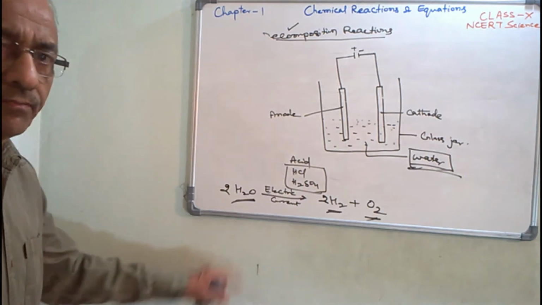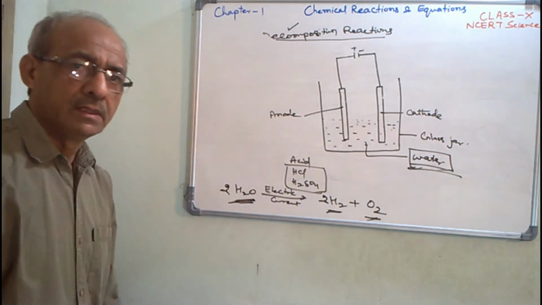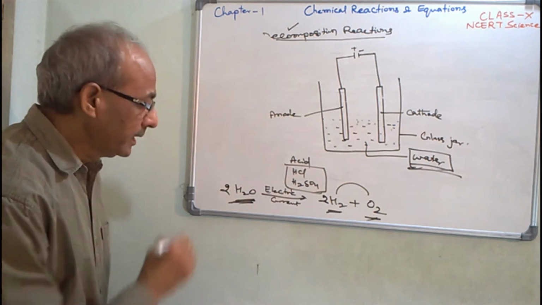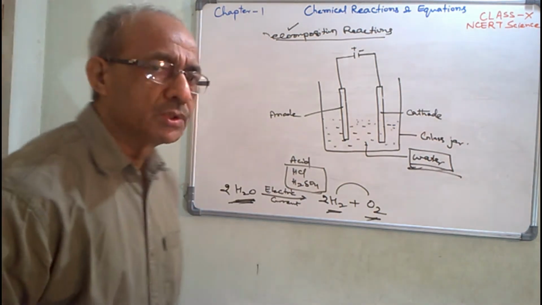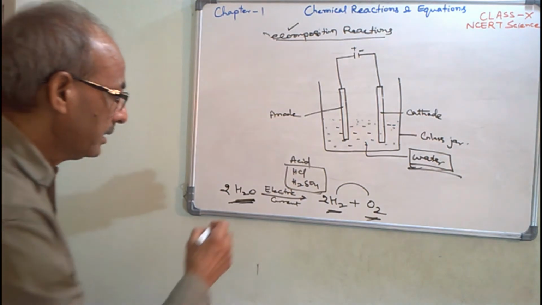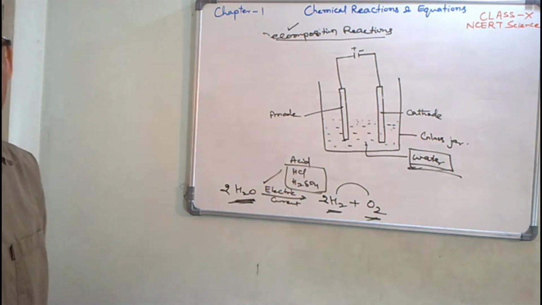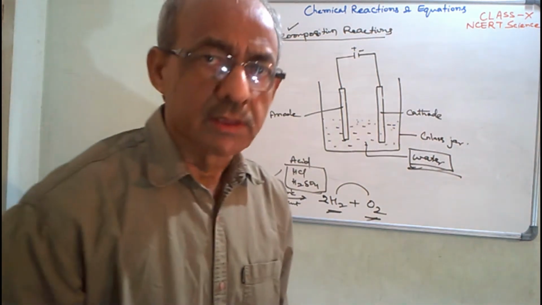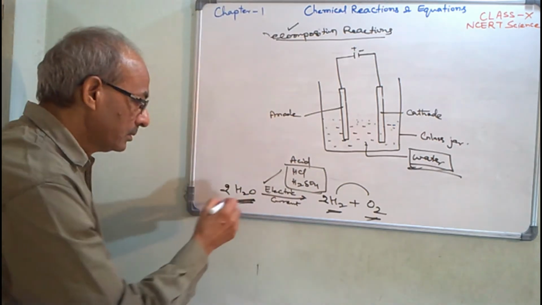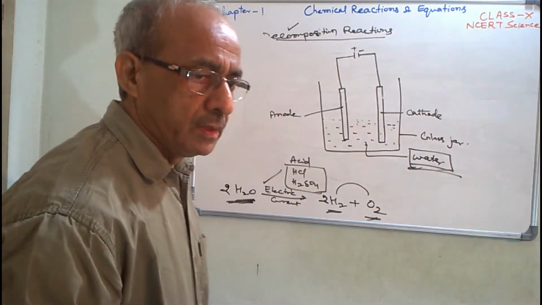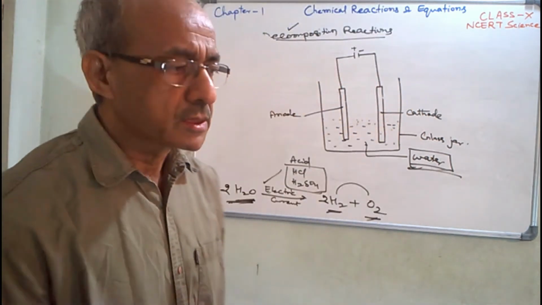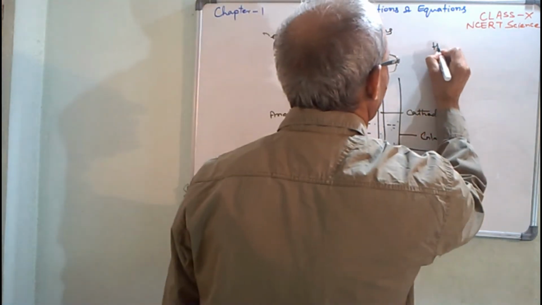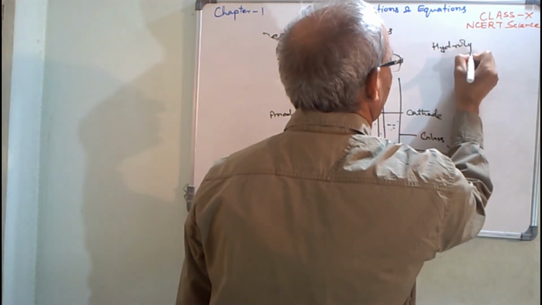As in this case, the single substance is splitting into two substances, so it is an example of a decomposition reaction, and as here electric energy is utilized, it is a type of electrolytic decomposition chemical reaction. And in the case of water, this splitting of water molecules is called hydrolysis.